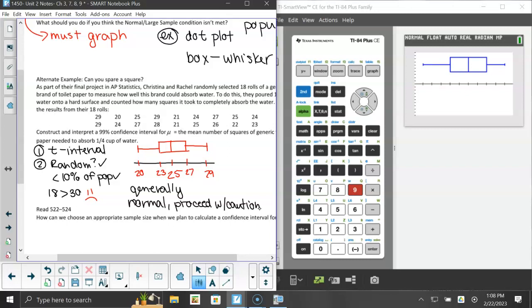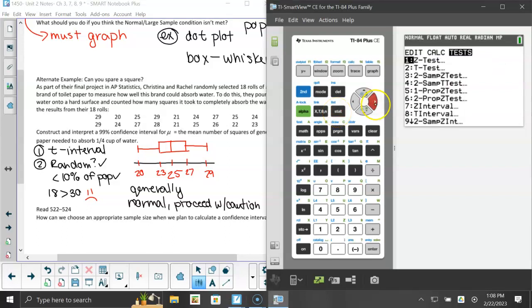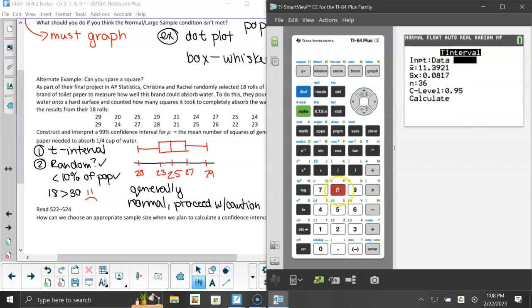Now this next part is we actually have to run our stupid t-interval. All right, so it's stat, tests. We said it's going to be a t-interval, so it's going to be number 8. Now, yesterday we did it from statistics, where we had a mean and a standard deviation. Today we're going to do data. So, data, list 1, frequency is how many of those lists do you want. I never change that. I always leave it as 1. 0.99. T interval, 8.